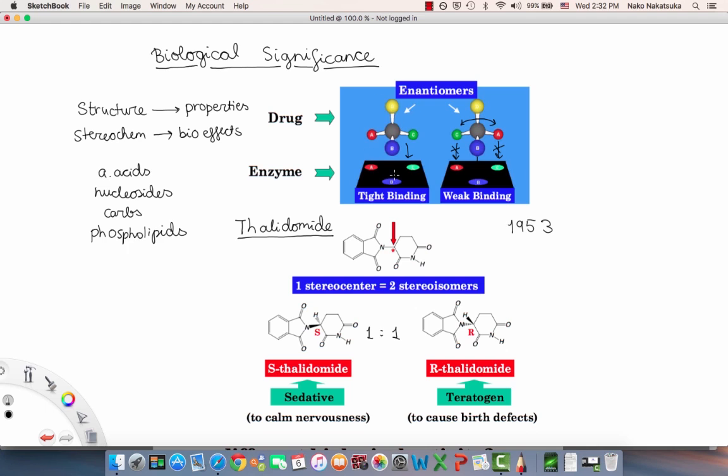Let's think about it like this enantiomer. It fits perfectly. It's like a key for this specific lock. It works. And so you get the desired effect, which is having a sedative.